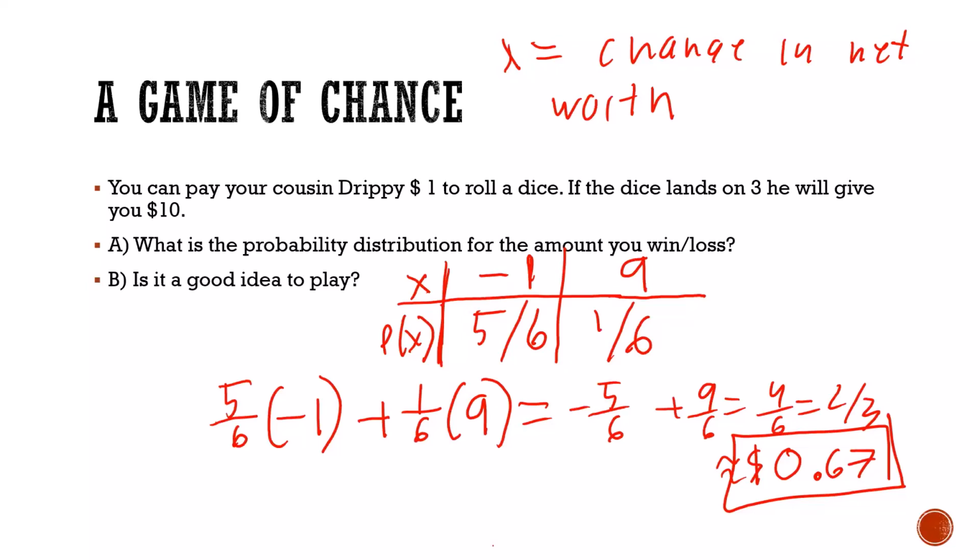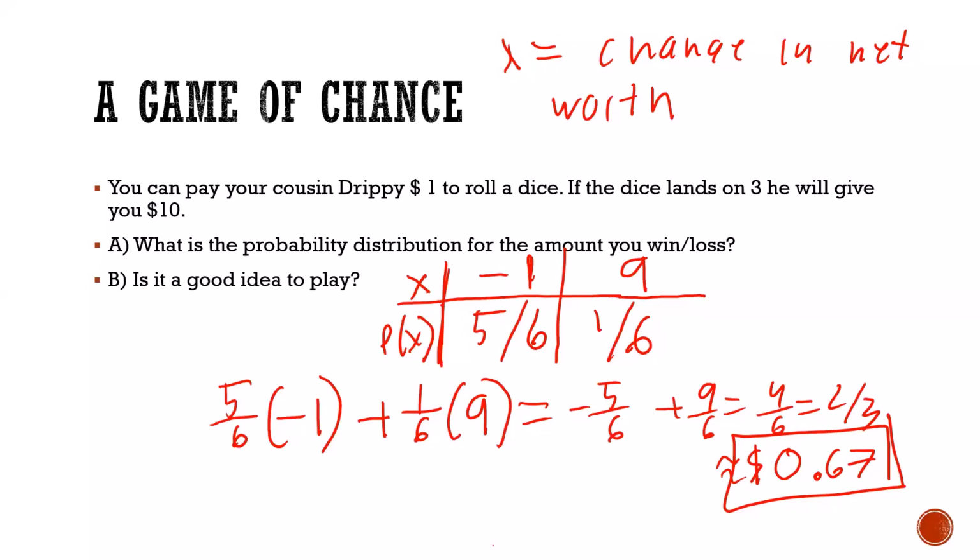So what does this mean? If I played it many, many times, it won't be exactly, but the law of large numbers says over time the amount that I lose should be roughly 5/6 of those times. Everyone agreeing with me on that? And 1/6 of the time I should win. So 5/6 of the time I am losing $1, 1/6 of the time I'm winning $9. If I multiply these and add these, I end up getting 2/3.